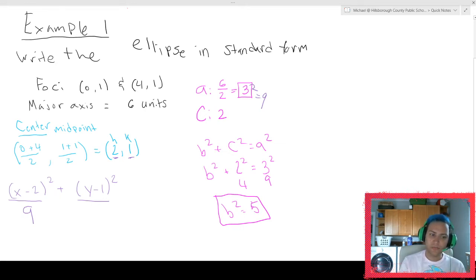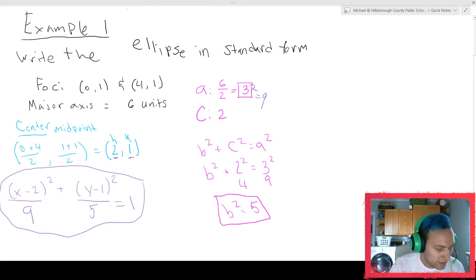Lastly, I go over here and do my y value. My b goes under here, but it's b squared. Well, look, I already know what b squared is. It's 5. If I had square rooted, I would have had a decimal, and I'd have to re-square it there. Be a pain. I just put my 5 down there. And all my ellipses equal 1, so I'm going to set it equal to 1. And that is my answer. Cool, right? All right. Going on and doing my last example.